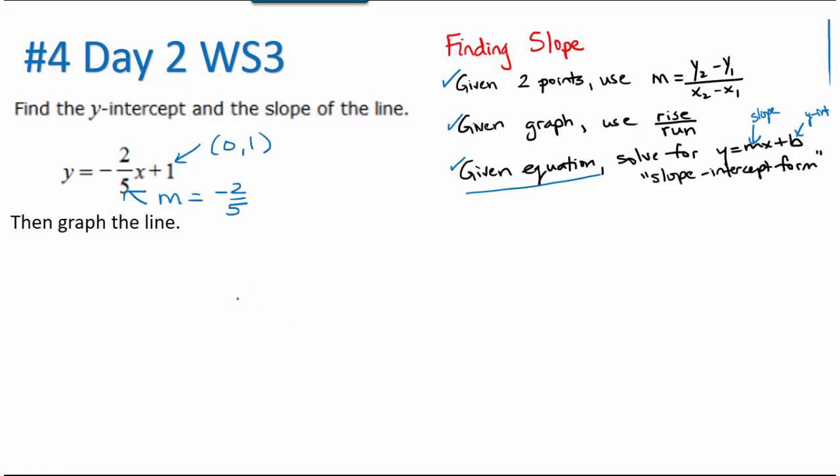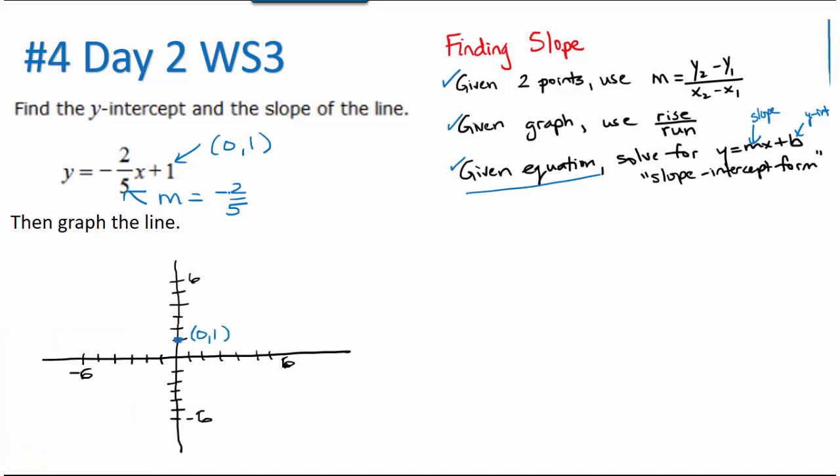Notice I didn't write m equals negative 2/5 x. It's not the whole term, it's just the number in front of the x. We're going to use this information to graph the line, and remember the y-intercept is our starting point. So the starting point is the y-intercept 0, 1.